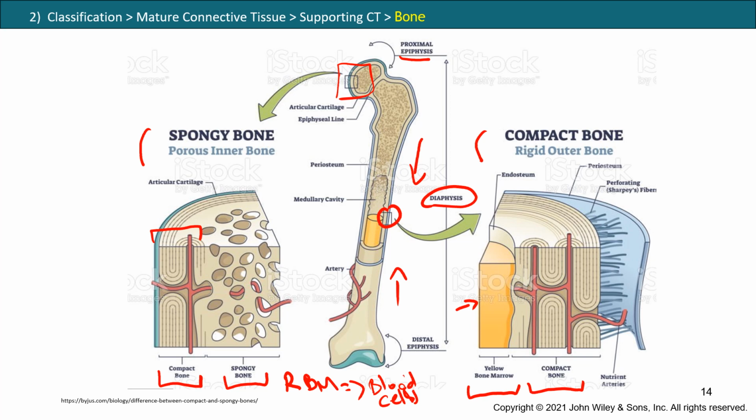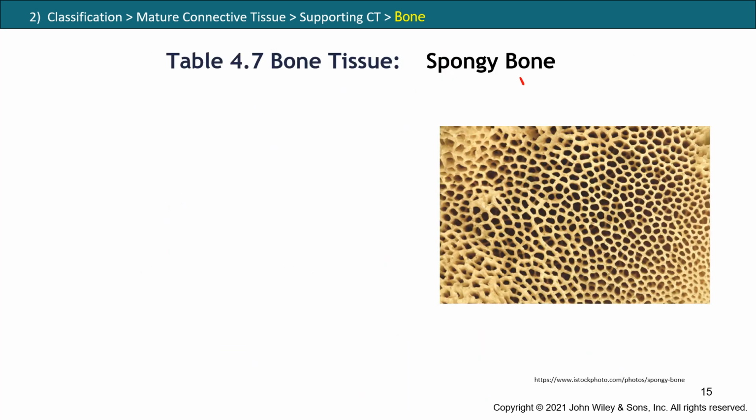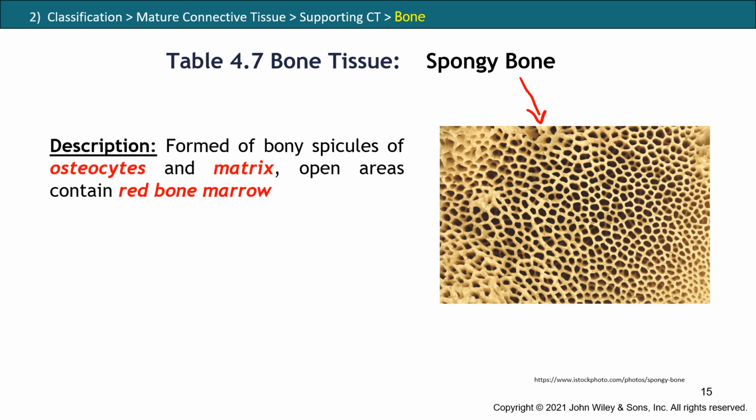So now, I will show you a picture of the spongy bone. Here you can see the picture of a spongy bone, and now it makes more sense why it's called that, because it looks like a sponge. Now I'm going to give you just key points that you need to remember. So remember that this spongy bone is formed by bony spikes of both osteocytes and matrix.